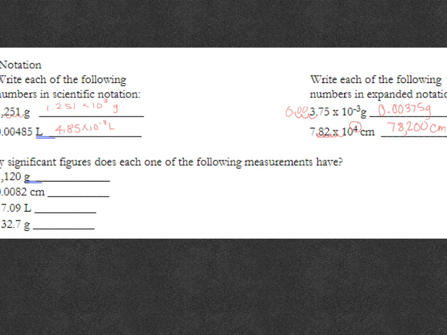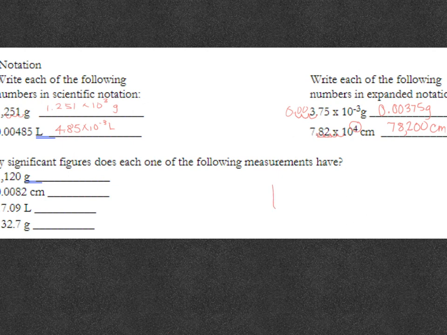All right, so significant figures. So you either need to know the rules for zeros. Zeros at the beginning of a number, or your leading zeros, never count. Zeros at the end of a number, your trailing zeros, only count if there's a decimal. And zeros in the middle of a number always count.